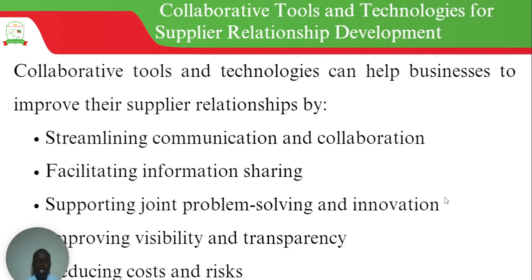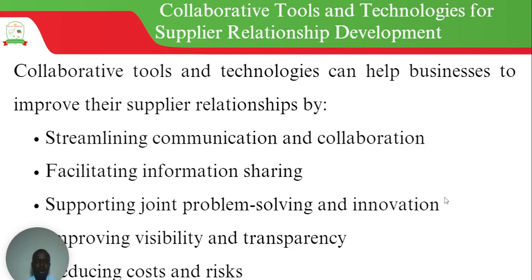Now, collaborative tools and technologies for supplier relationships. So these are tools that are going to help us improve supplier relationships. Number one, we need to ensure we are streamlining communication and collaboration. Streamlining means we need to check along our communication lines and ensure that there is nothing that is deterring or barring our communication from being successful. And also facilitating information sharing. We can share information over and over or when needed.